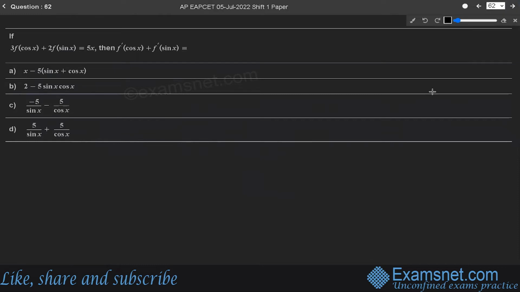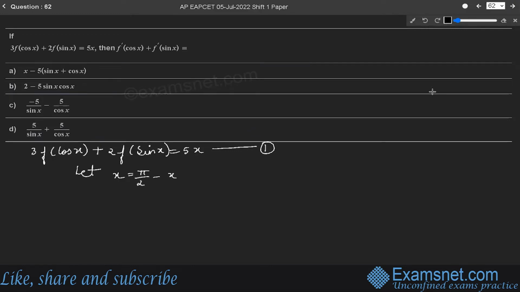Next question is: if 3f(cos x) + 2f(sin x) is equal to 5x, then f'(cos x) + f'(sin x) is. So first we have to calculate the value for f(cos x) and f(sin x) here. Let this be equation number 1. And let x be equal to π/2 - x.